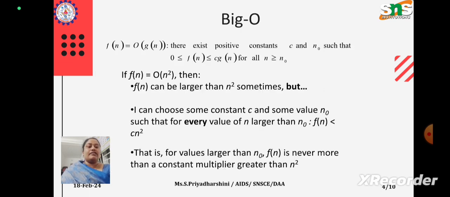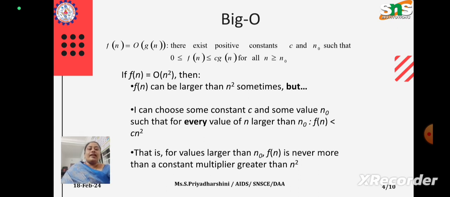So let's see the definition. For a function f of n equal to big O of g of n, there exist a positive constant c and n naught such that 0 is less than or equal to f of n, which is less than or equal to c into g of n, for all n greater than or equal to n naught.